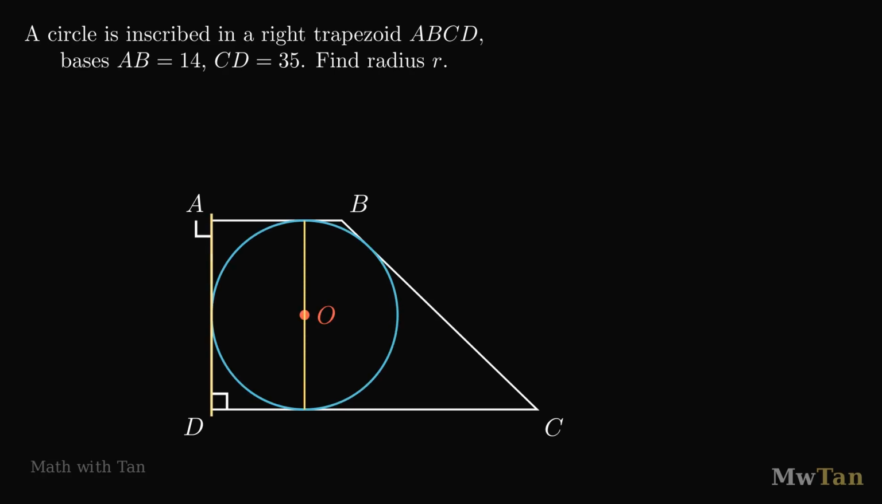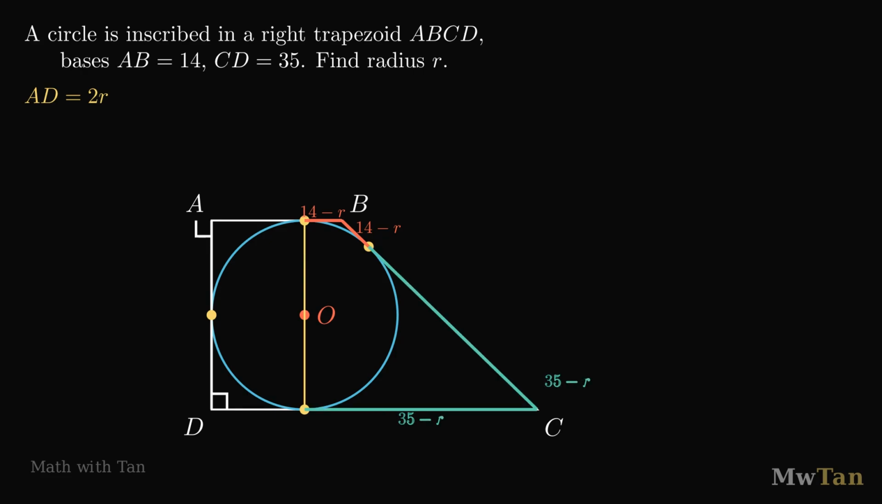Because the circle is tightly trapped between the bases, the trapezoid's height AD is exactly equal to the circle's diameter, 2r. Now, recall the tangent segments theorem. Tangents drawn from an external point to a circle are equal in length. From vertex B, these two red tangents are equal. Since the top base is 14, each red segment measures exactly 14 minus r.